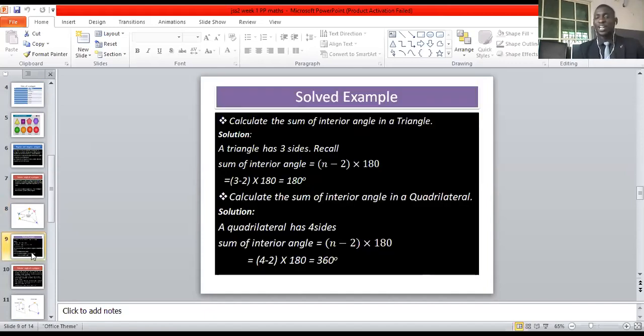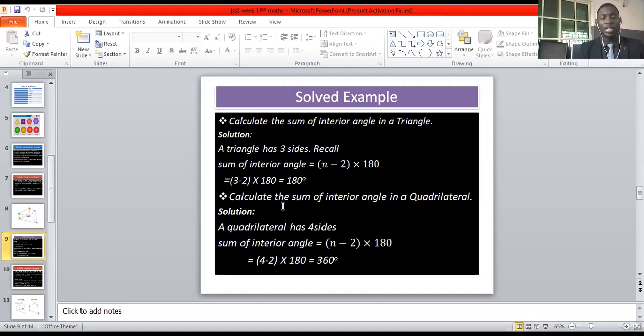So let's go to the next thing, which is solved examples. It's more or less what I've calculated before. The sum of interior angles in a triangle: a triangle has 3 sides, and the sum of interior angles is n minus 2 times 180. So put n there: 3 minus 2 times 180 equals 180. And let's calculate for a quadrilateral; it is the same thing. You can solve that. I would like you to solve for a pentagon, which has 5 sides. So what will be the answer?